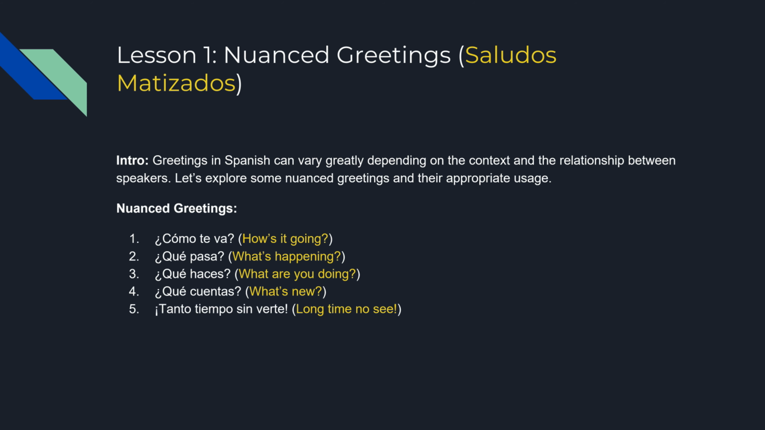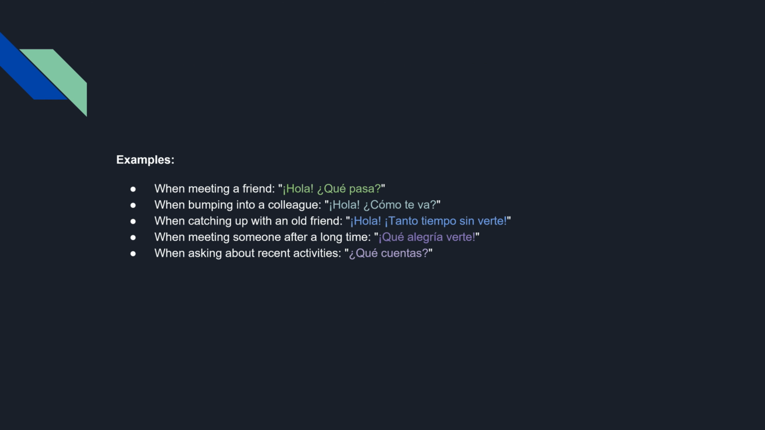Saludos matizados. Intro. Greetings in Spanish can vary greatly depending on the context and the relationship between speakers. Let's explore some nuanced greetings and their appropriate usage. Nuanced greetings. ¿Cómo te va? How's it going? ¿Qué pasa? What's happening? ¿Qué haces? What are you doing? ¿Qué cuentas? What's new? Tanto tiempo sin verte. Long time no see.